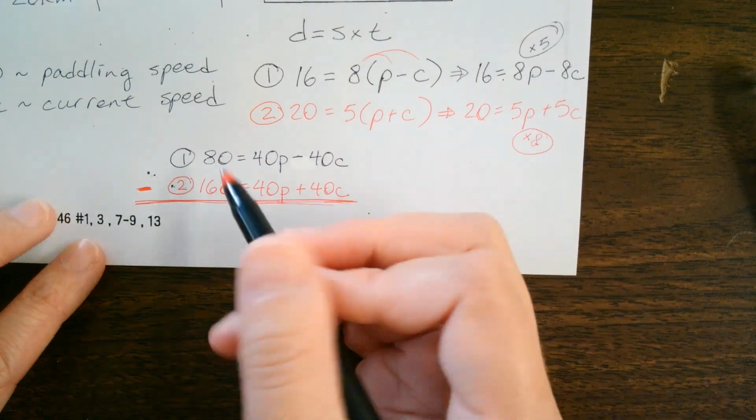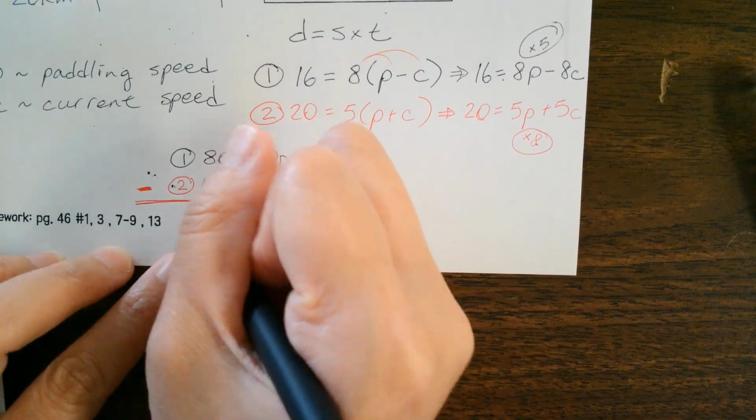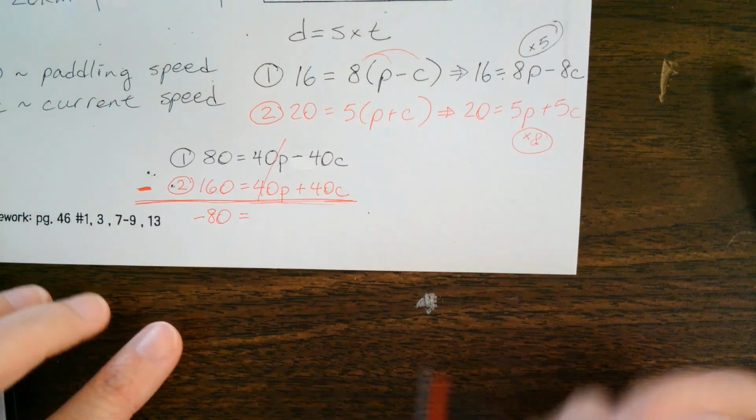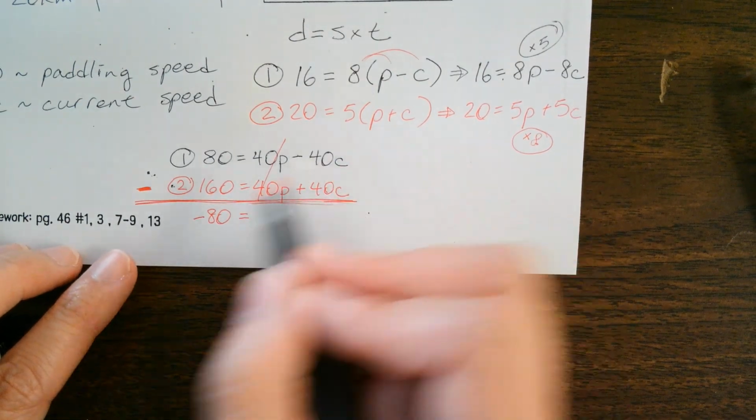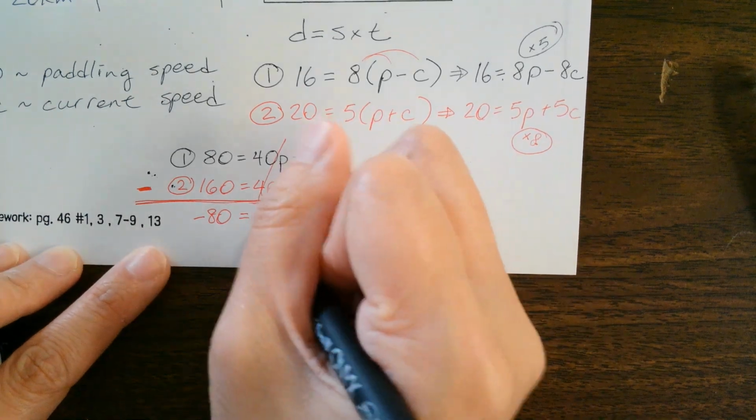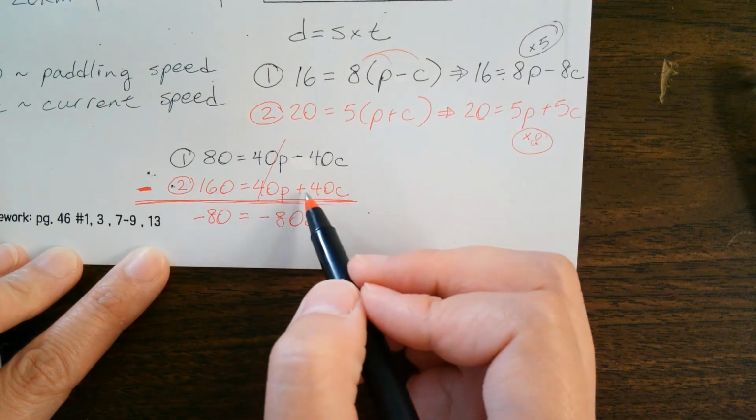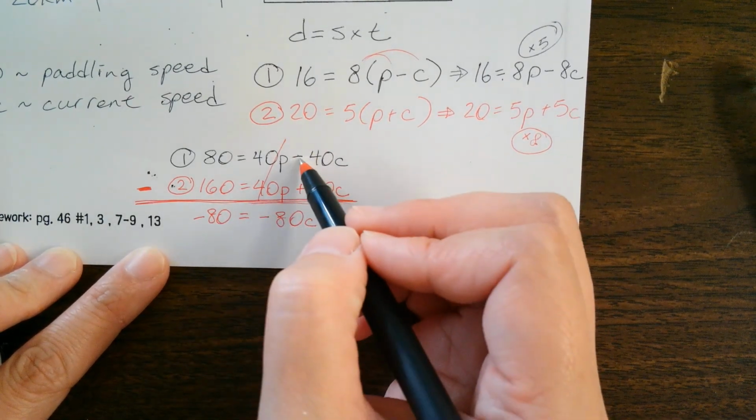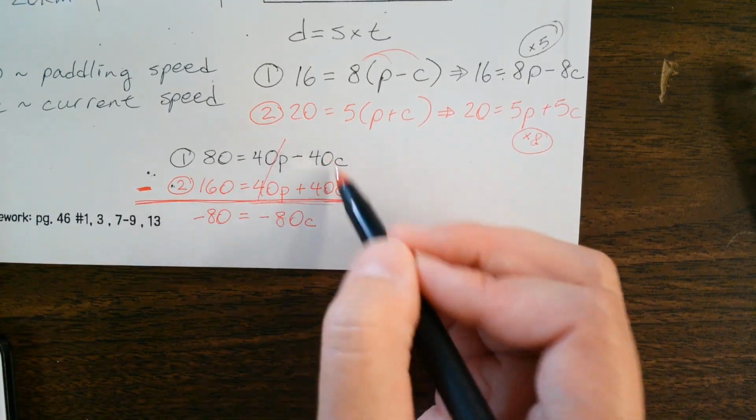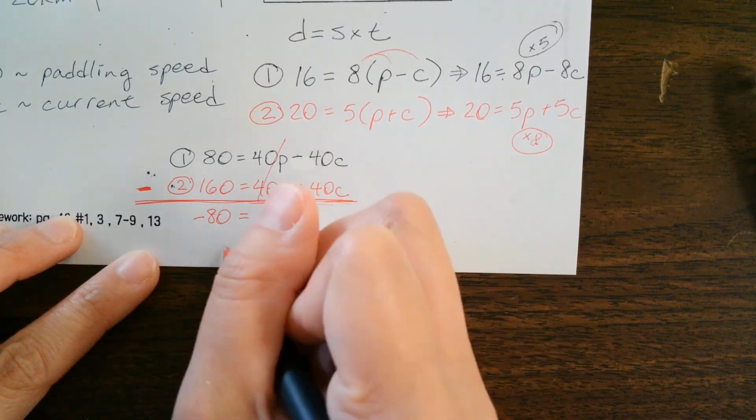Okay, 80 minus 160, you get negative 80. 40p minus 40p, that's gone. Here's the tricky part. Negative 40c minus 40c. What's that? Negative 80c. When you first write it, you might be thinking, doesn't everything cancel out? No, because the signs are different. So when you subtract, they don't cancel out. This doesn't cancel out, only this. So when you divide it out, what is C?